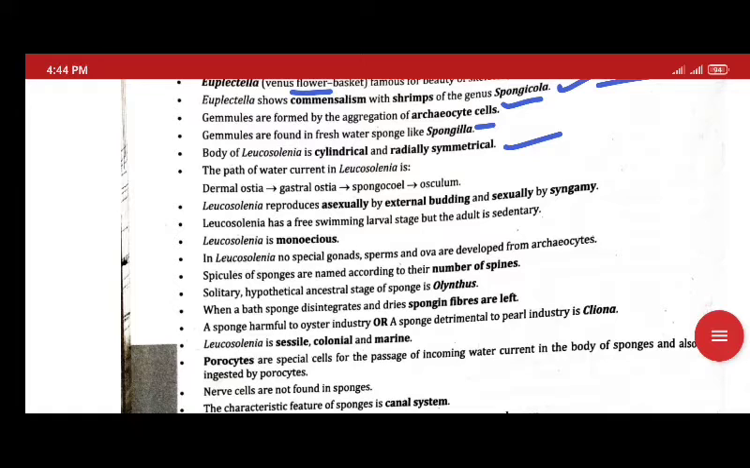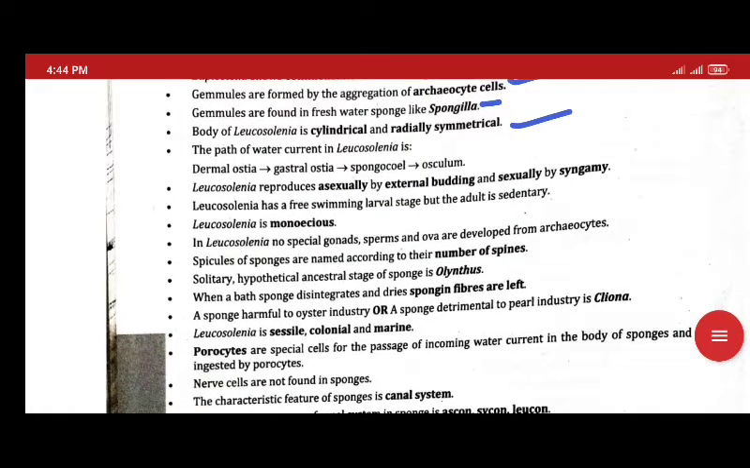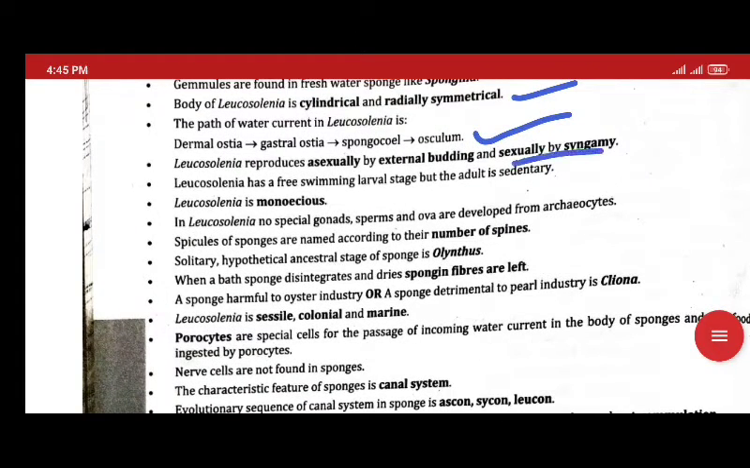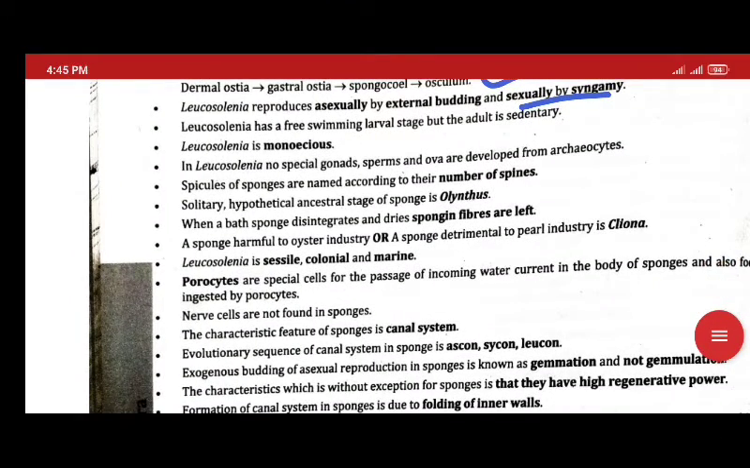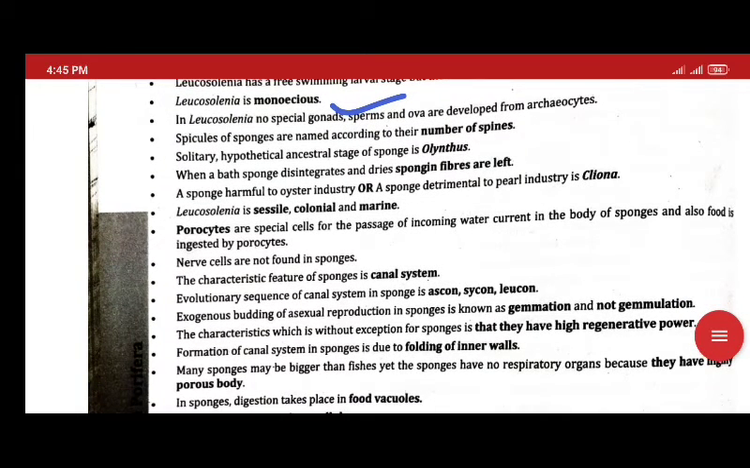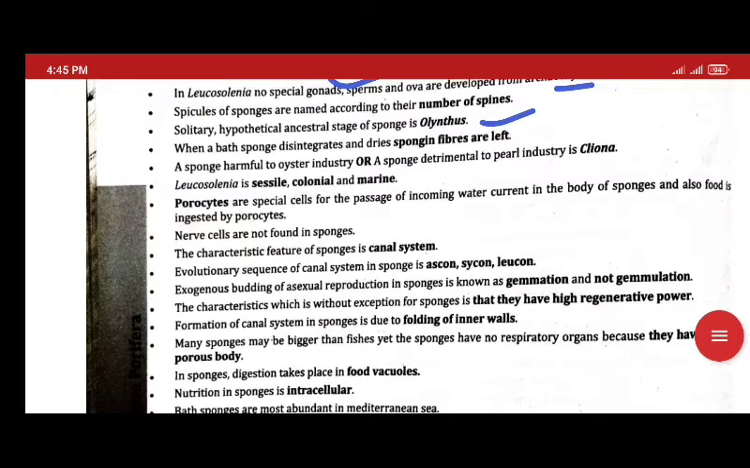Now body of Leucosolenia is cylindrical and radial symmetry. This is asymmetrical basically, but Leucosolenia got radially symmetrical. Among three pathway, this is the simple pathway. Leucosolenia is external body and sexual by syngamy. Now free moving larva, and adult is sedentary. Leucosolenia is monoecious. Leucosolenia special gonad ovary from archaeocyte. Your solitary hypothetical ancestor stage is Olynthus. Now we have here Leucosolenia is sessile, colonial, and marine.